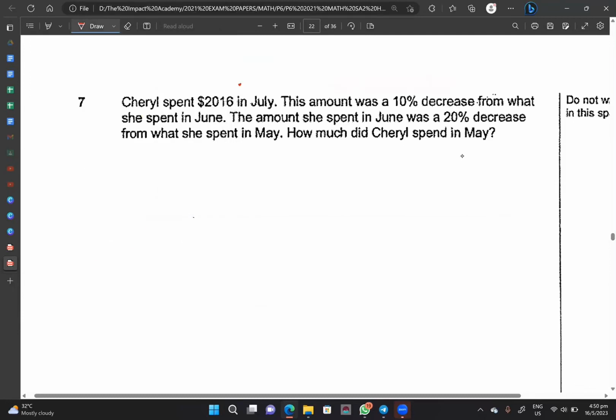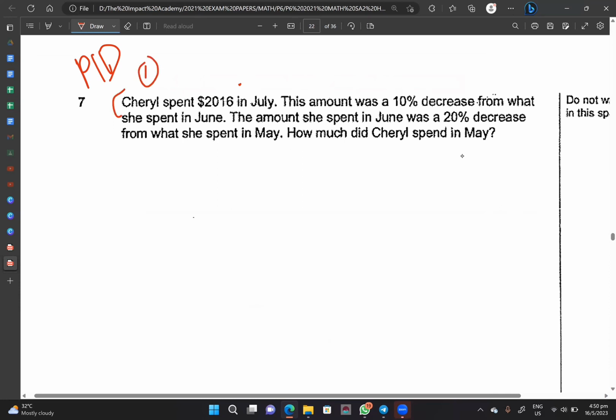Hi everyone, today we are looking at a question like this. Now, one look, you know this is a percentage increase decrease question, right? Percentage increase decrease. Okay, so I call this PID. I want to write down the concept so that I'm able to just focus on what the concept wants me to do. Cheryl spent $2,016 in July, so this is sentence number 1.